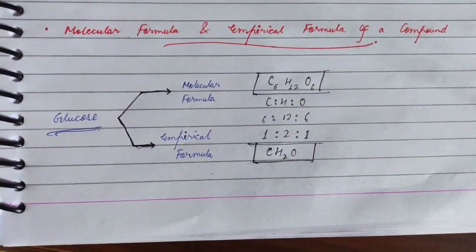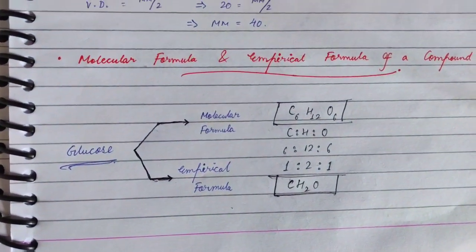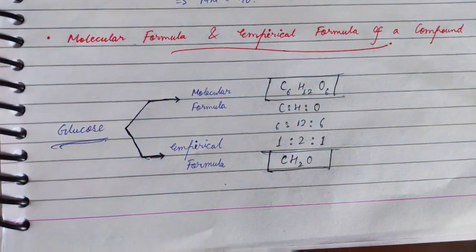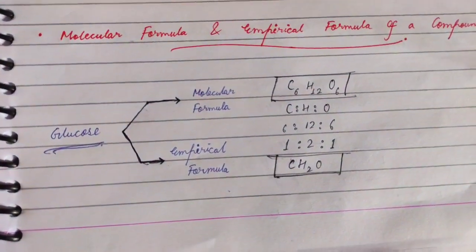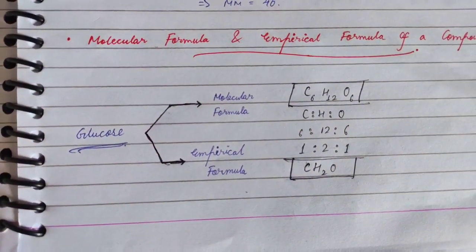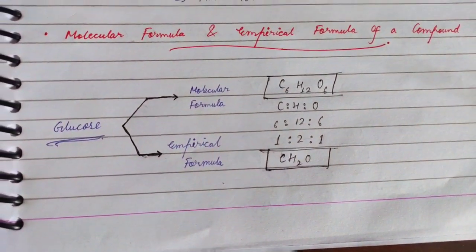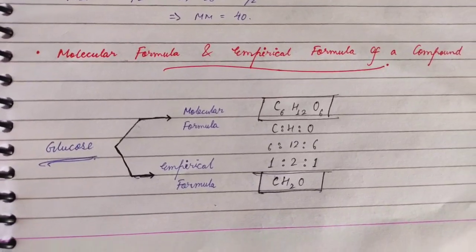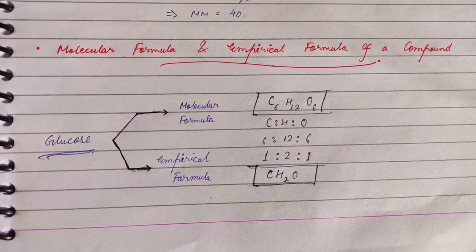Okay, so we have learned about vapor density relation with molecular mass, about moles and volume of substances, like n equals number of substances by Avogadro's number is equal to given mass upon molar mass, which is also equal to volume of substance divided by molar volume. Okay, today we are going to learn about molecular formula and empirical formula of a compound.